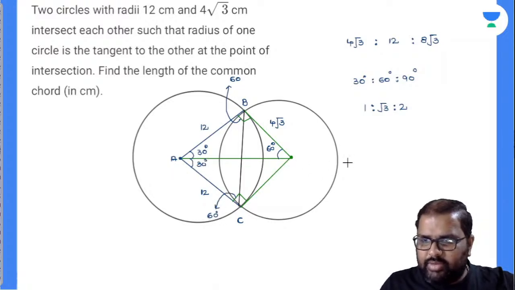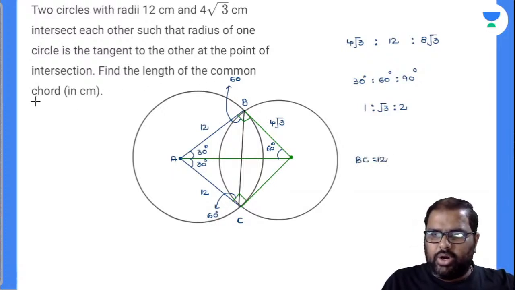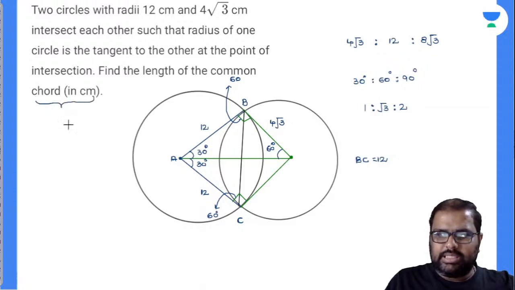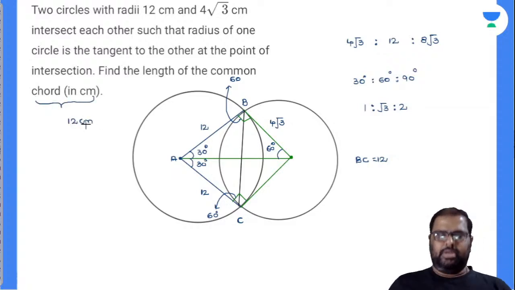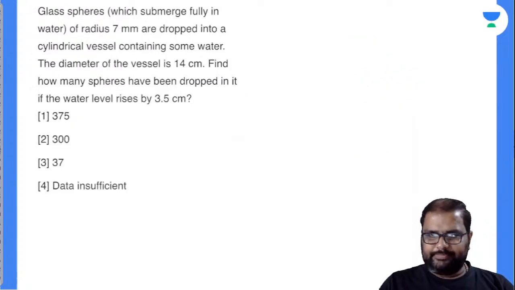Now, BC value will be how much? BC value will be equal to 12. And you are asked to find out the length of the common chord, and this common chord value is nothing but equal to 12. Done. This is my answer there. With simple properties, we have solved this question fatafat and easily, right? I hope you are getting my point there. Done. Let's go for the next one here.